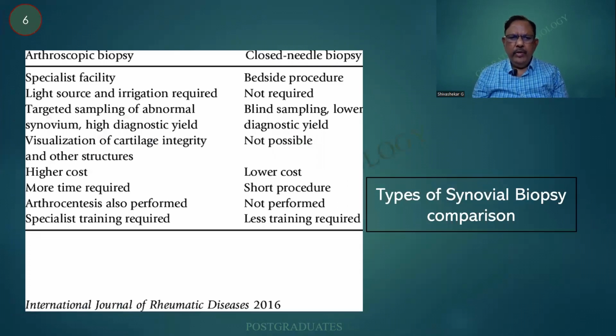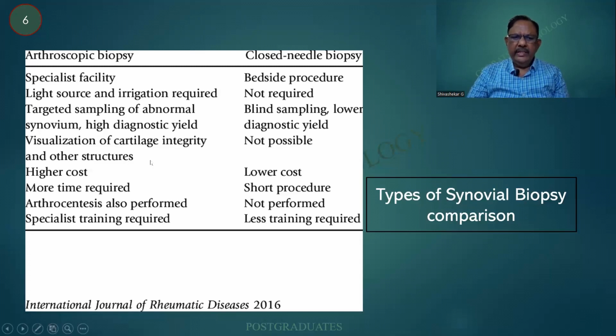When you take a biopsy of the synovium, there are two types. I would like you people to kindly learn this by heart. One is an arthroscopic biopsy and another is a closed needle biopsy. For an arthroscopy, a specialist will be needed, whereas here it is a bedside procedure. Light and irrigation are required for arthroscopy; for the needle biopsy it is not required. Arthroscopy allows targeted sampling of the abnormal tissue; the needle biopsy is a blind procedure again. There is a high diagnostic yield with arthroscopy, and a lower diagnostic yield with the needle.